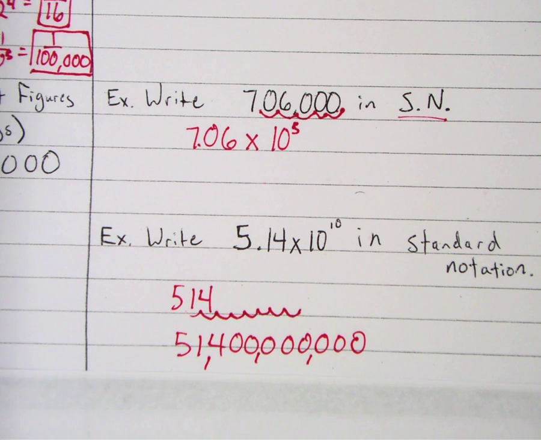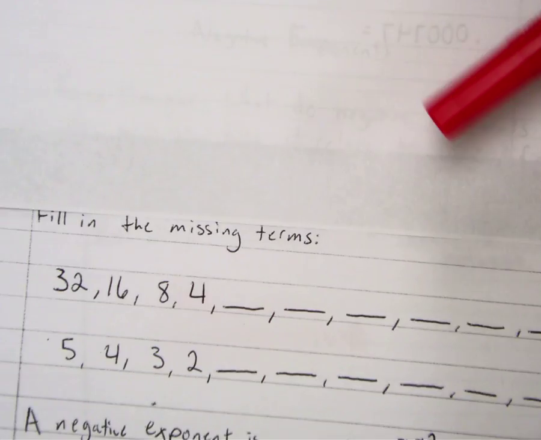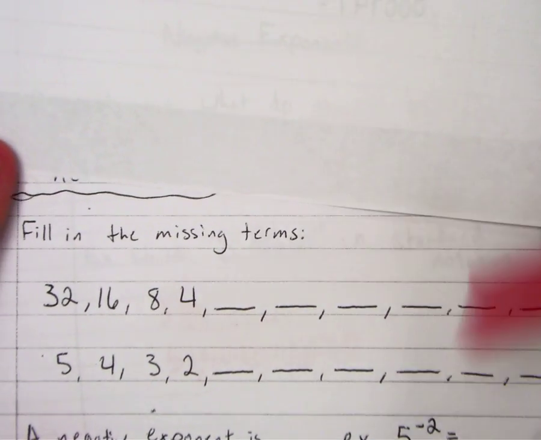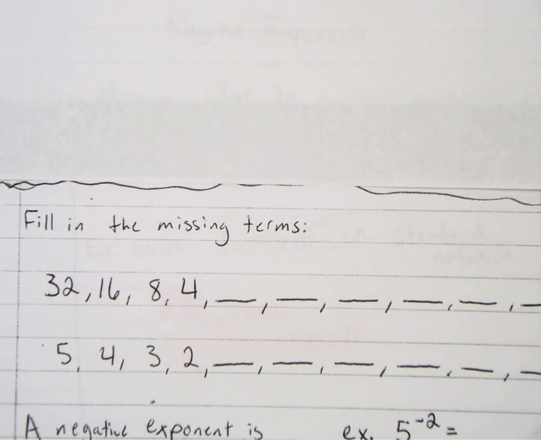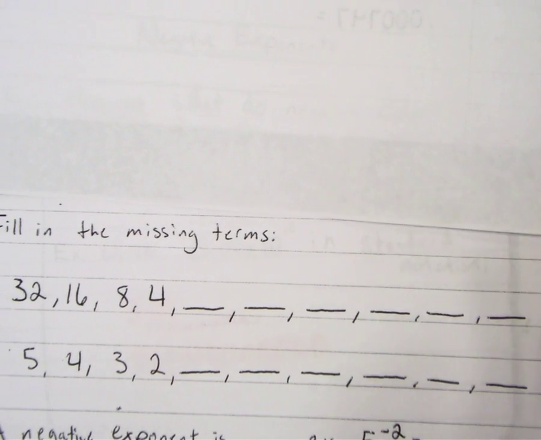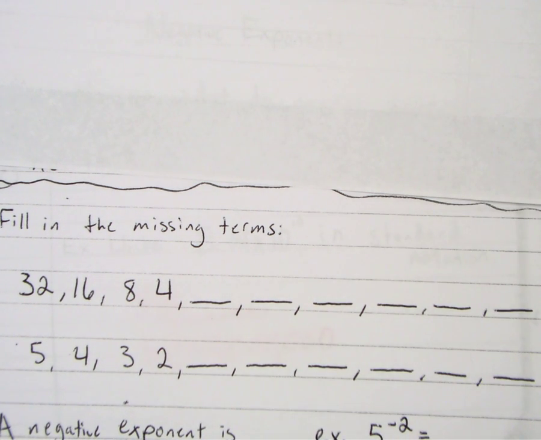What about when a number is really small? This is obviously a big number. What about when a number is very small? Well, before we start talking about scientific notation for that, I want you to go ahead and fill in the missing terms in this list. So go ahead and write this list and fill in the missing terms. Pause your video, write the list, and fill in the missing terms.